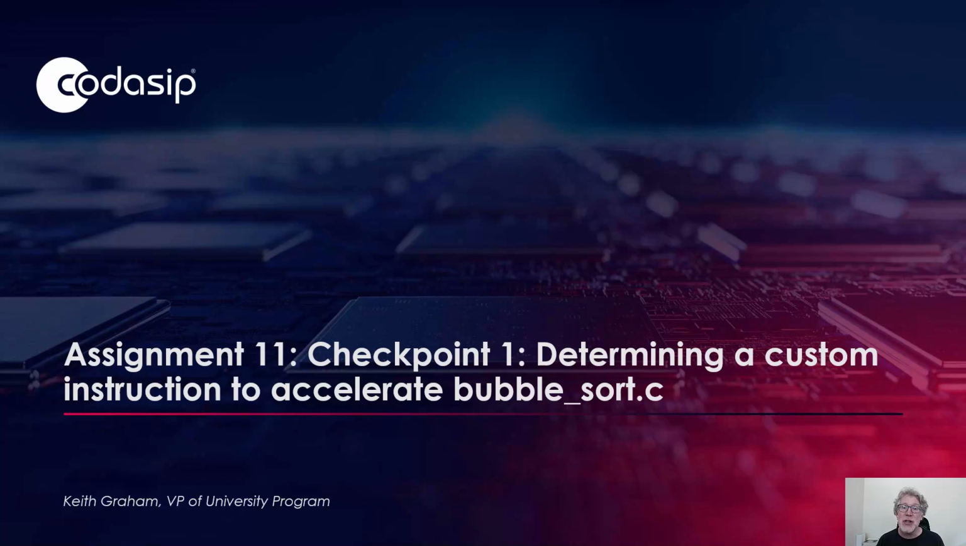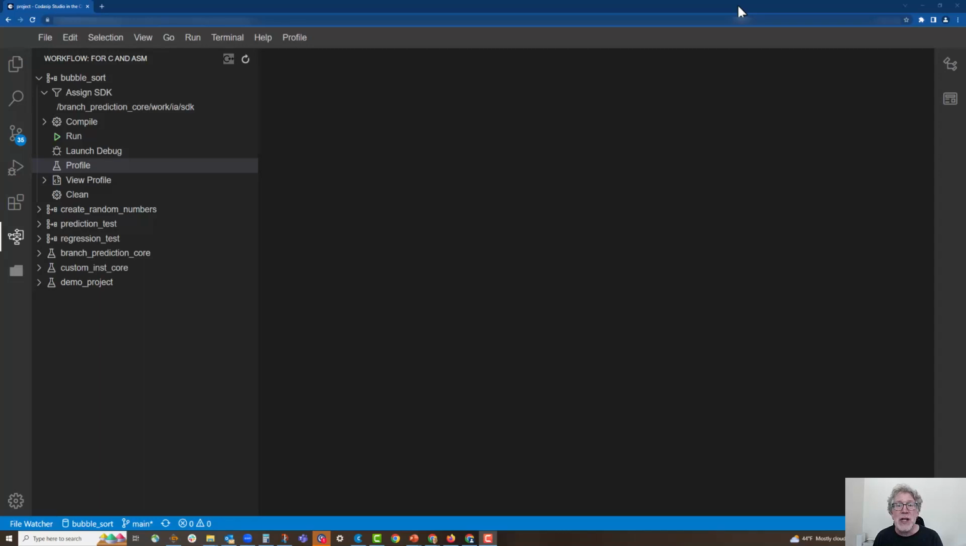I'd like to introduce you to Assignment 11, Checkpoint 1, determining a custom instruction to accelerate the program bubble sort. Let's go to Codasip Studio. This checkpoint is broken into three parts. The first part is to get a baseline of the performance of your IA model running the bubble sort program.